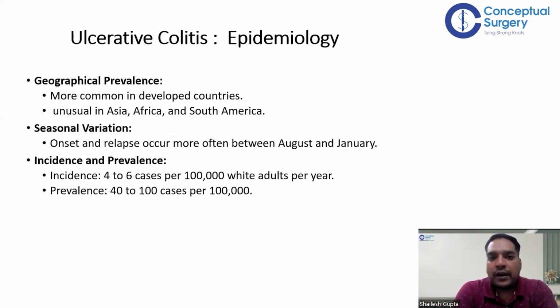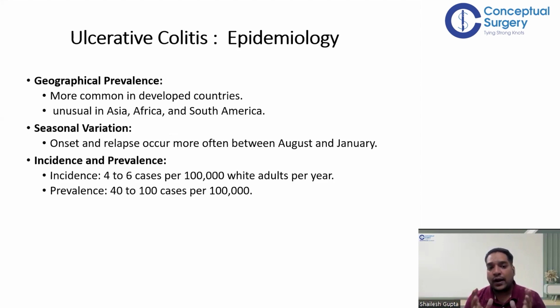So it is more common in developed countries, rarely found in Asia, Africa, and South America. Right. So this is a disease of developed countries. It is seen that onset and relapse often occur more between August and January. Basically, spring and fall, it happens more, and relapses also happen at this time of year. So incidence is like 4 to 6 per 1 lakh white adults per year, and prevalence is 40 to 100 cases per 1 lakh.